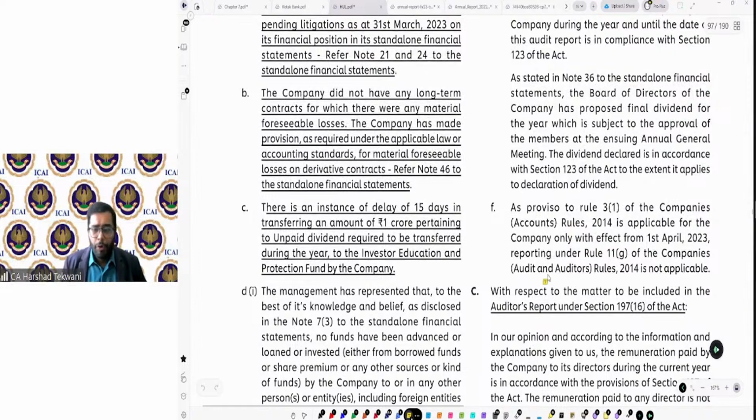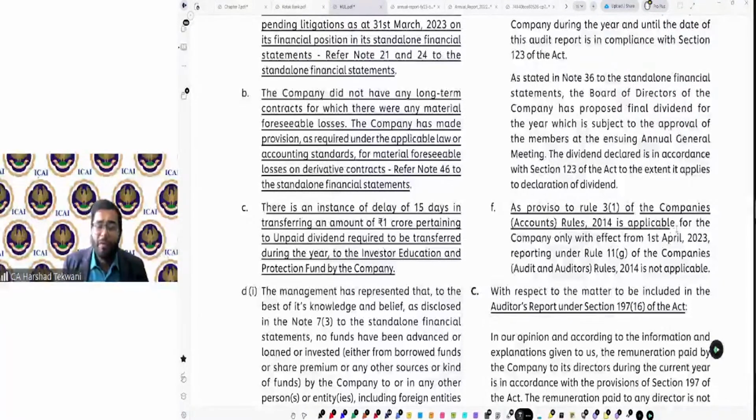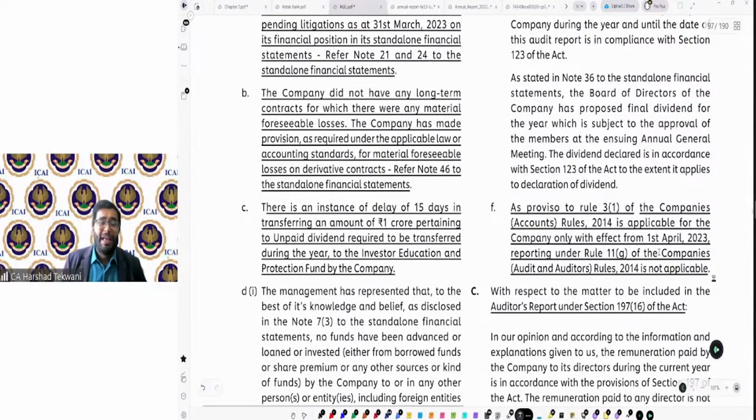so that the reporting is applicable from 1st April 2023. So as of now, for financial statements prepared for 22-23, it is not applicable. Accordingly, they have written a proviso to Rule 3.1 of the Companies (Accounts) Rules 2024, it is applicable for companies with effect from 1st April 2023. And reporting under Rule 11G of the Companies (Audit) Rules is not applicable as of now.